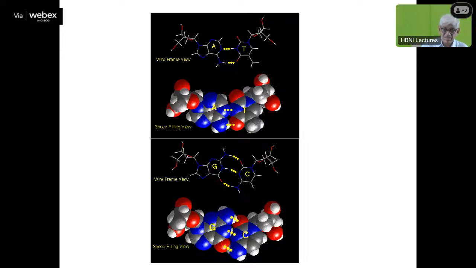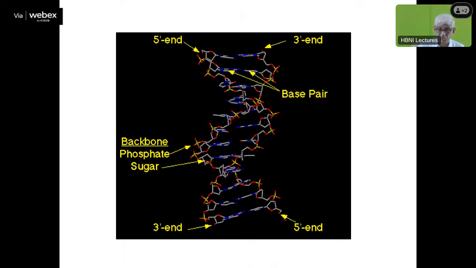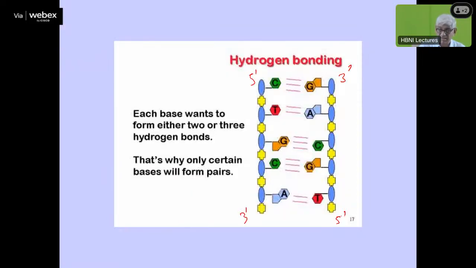Okay, so now let's look more explicitly at the base pairs. So here in this case, the wire frame, the AT base pair. In the previous one I showed you. The AT base pair has 2 hydrogen bonds and the GC or the CG base pair has 3 hydrogen bonds.